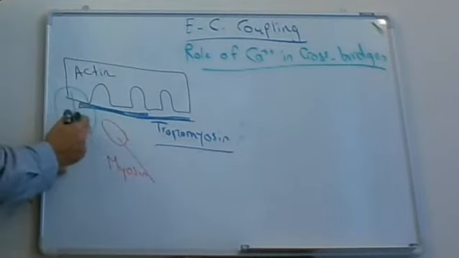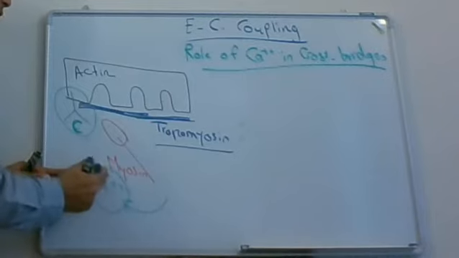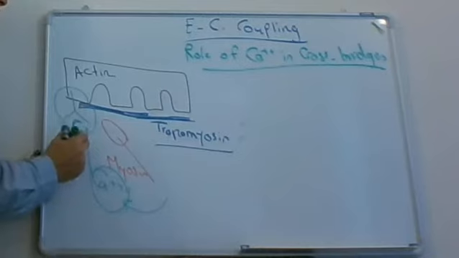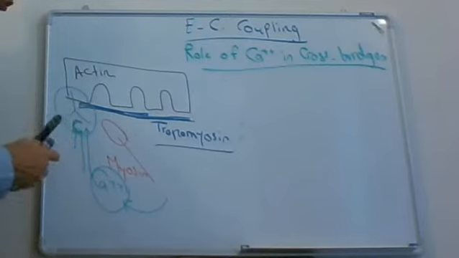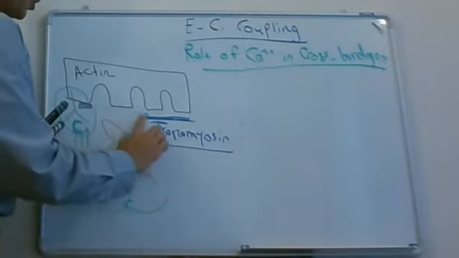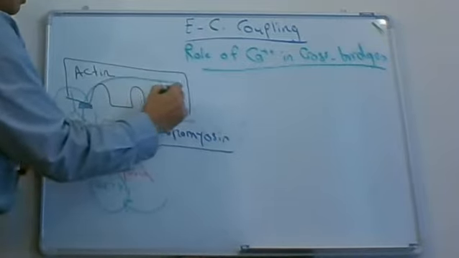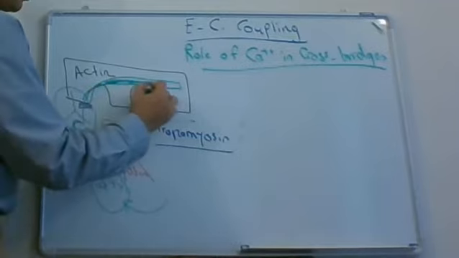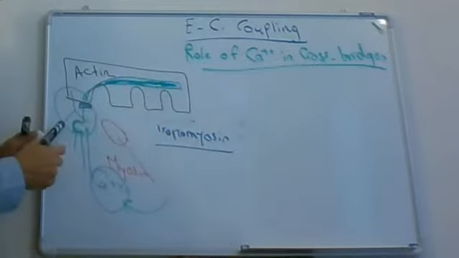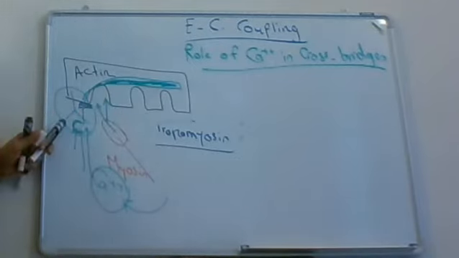Troponin C. And with the release of calcium from the sarcoplasmic reticulum, what's going on? Calcium is released, calcium binds with troponin C, and with the binding of calcium to troponin C, we have conformational changes. What's the meaning of conformational changes? The tropomyosin will be moved away from the binding sites, and this will allow the head of myosin to come and bind with actin.